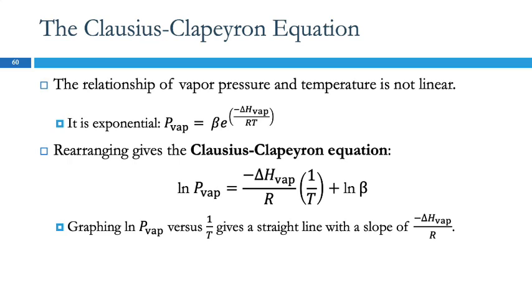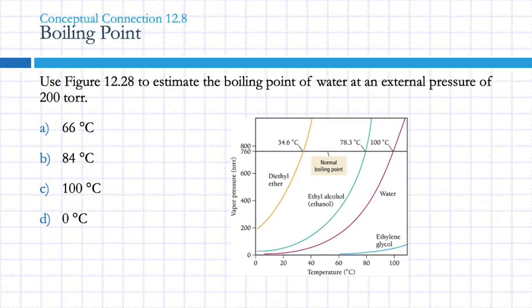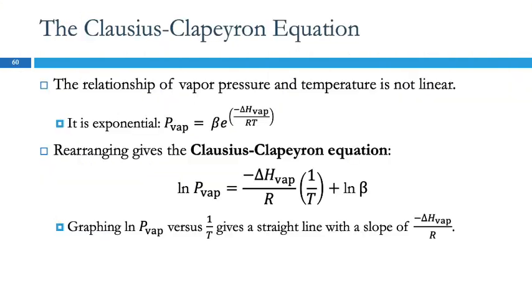There's an equation that describes the relationship between vapor pressure and temperature. If we go back and look at this, we can see these are not straight lines, are they? They are curves. But you can describe them with an equation. It's an exponential relationship, and you can rearrange that and end up with this. This is known as the Clausius-Clapeyron equation.